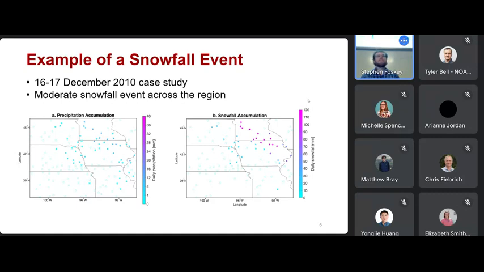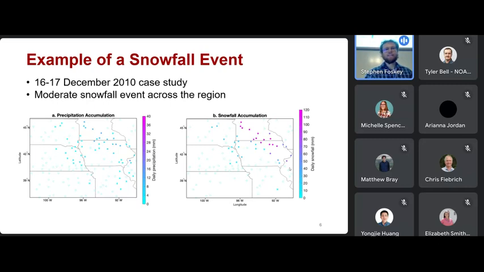To talk about how I'll analyze these events, I think it's easiest to just walk everyone through a case study. So I'll be looking at one on December 16th to 17th of 2010, which was a fairly moderate and typical snowfall event across the region. So it's a good comparison for what a typical one might be like. As you can see over parts of Minnesota and Iowa, there's a band of about 10 to 12 millimeters of liquid equivalent precipitation, which equates to about 100 to 120 millimeters of snowfall accumulation, which is about what you would expect with typical 10 to 1 snow ratios.